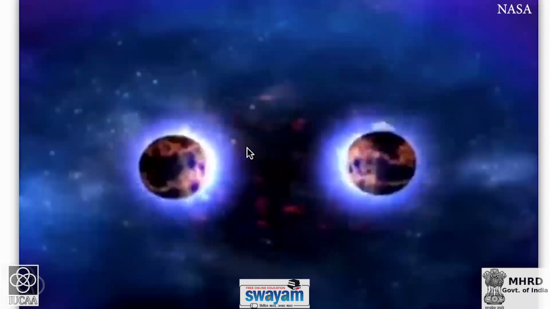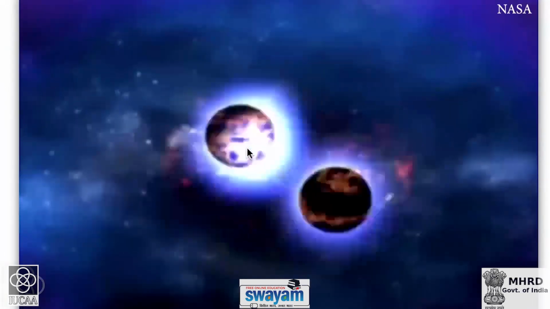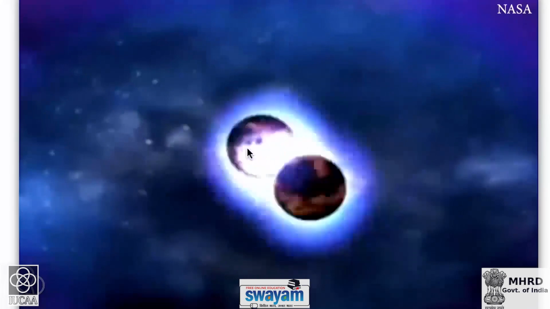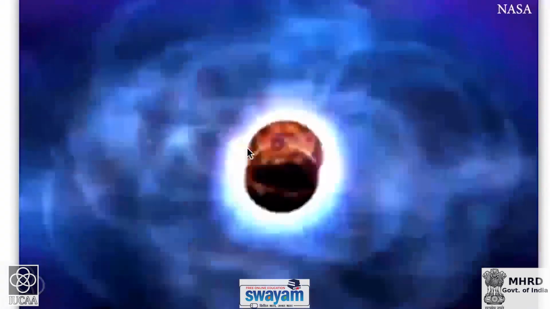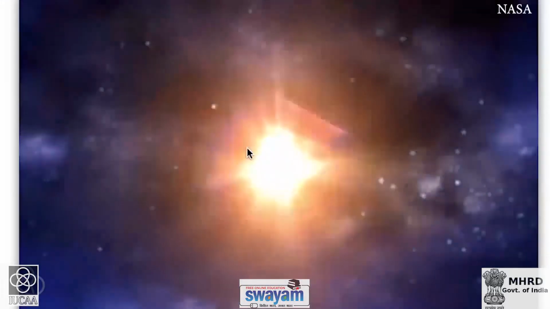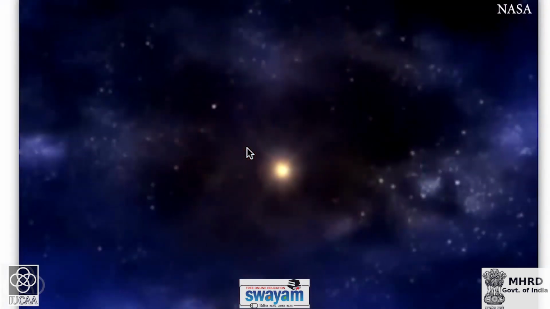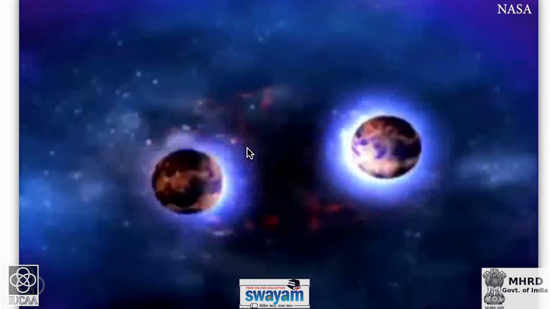Now this is the short gamma ray burst, where two, say, neutron stars are coming together and together and together, and finally they collapse, most likely make a black hole, and explode as a gamma ray burst, okay. So the inside mechanism is very different, but the output is more or less the same as the long burst.